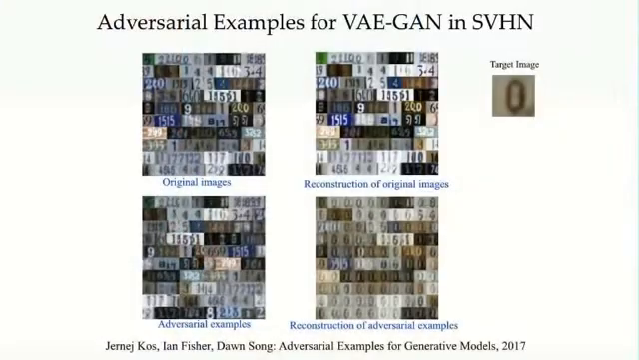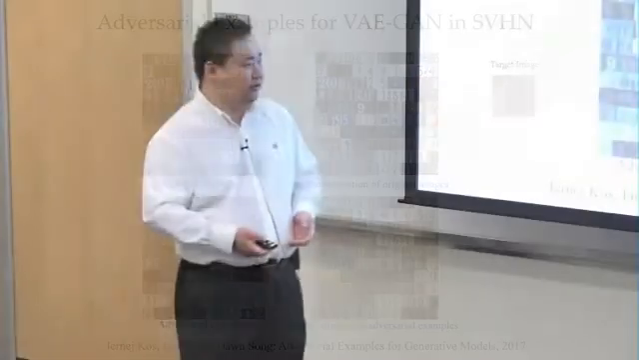And it's not only for digits, but also, okay, this is also digits, but the digits on the real street view can all be reconstructed into 0.